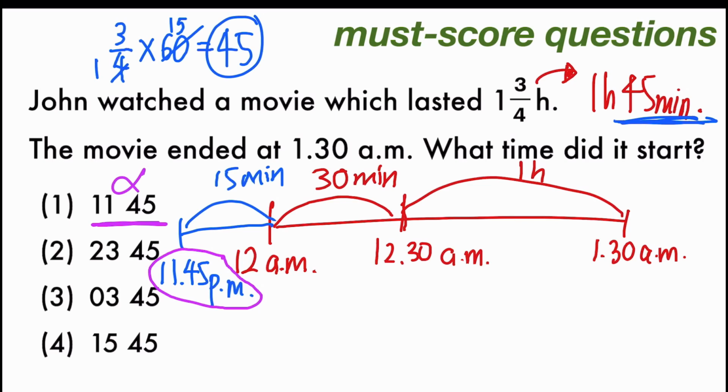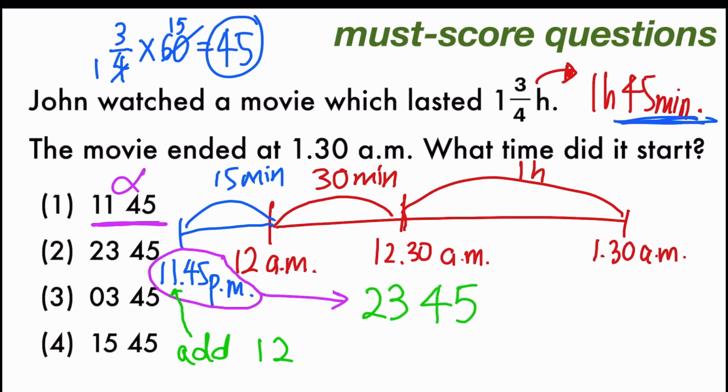And don't be quick to choose option 1, because this answer 11:45 is not equivalent to 11:45 hours, because the times in the options given are in 24-hour clock. So you need to change this to 24-hour clock. Well, one way to do so, you just have to add 12 to it. Because in 24-hour clock, you're adding 12 to any number that's given. So here we will have 23:45 hours. And that's my answer, option number 2.